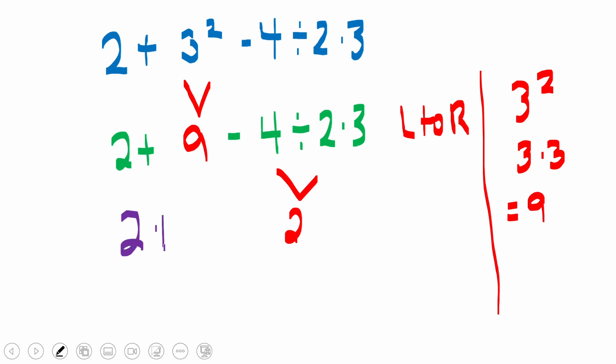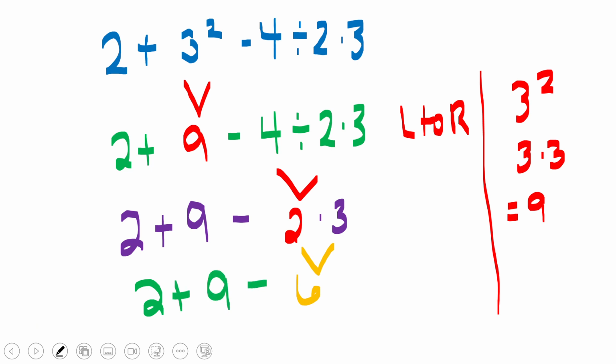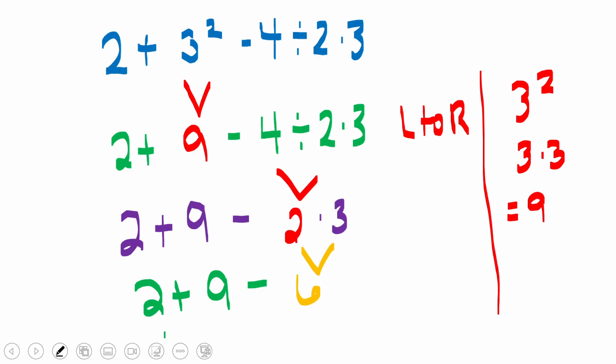Write your expression around what you renamed. Now we have just multiplication. 2 times 3 is 6. Rewrite your expression around what we renamed. Okay, 2 plus, there it is, 2 plus 9 is 11. Minus 6, and your final answer is 5.